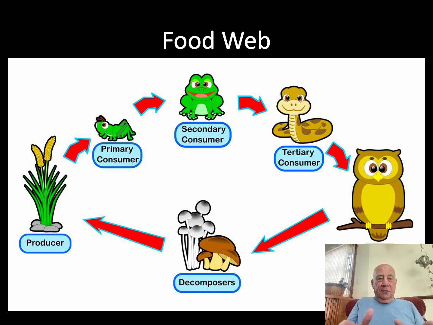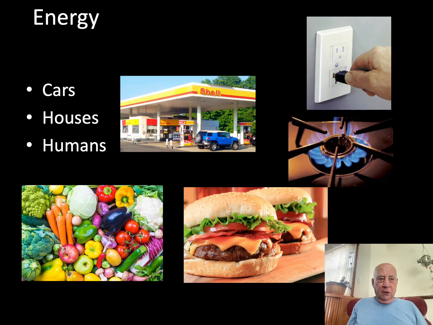Eventually, all those things that die, including your poop, go into the soil, and decomposers, such as mushrooms and fungi, break down that product, which goes back into the soil, enriches the soil, and the plant grows with that enriched soil. So, where do we get our energy? Well, it's all from the sun.